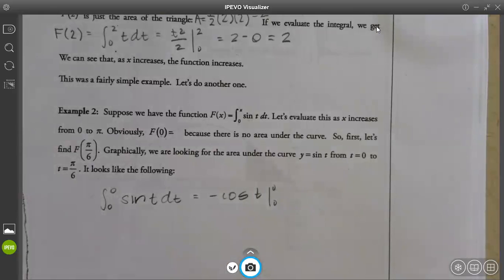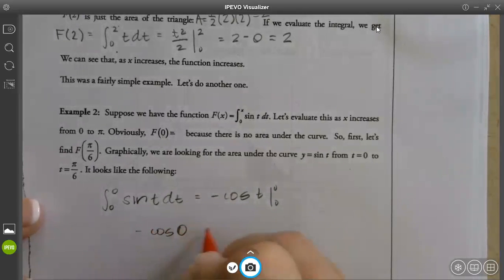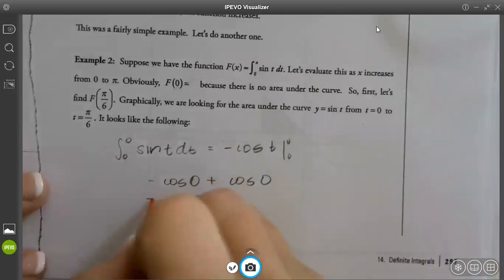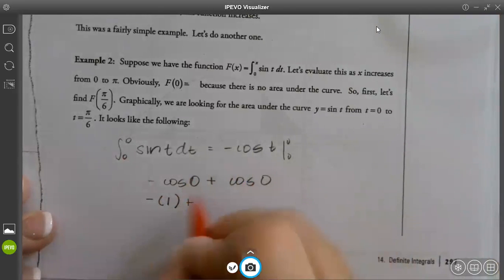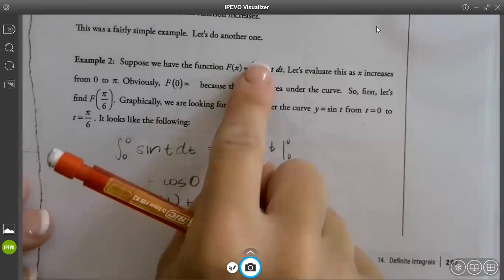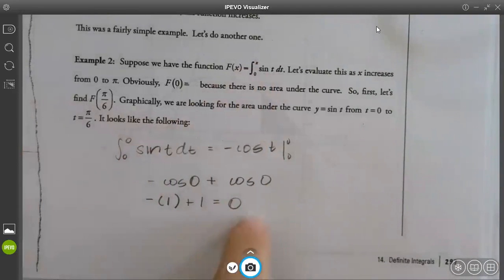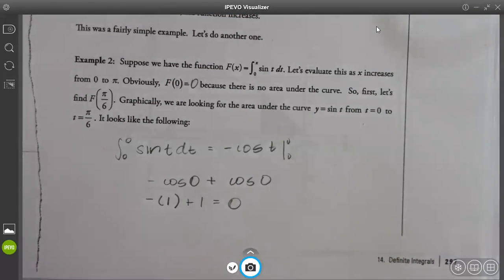All right. At 0. What is your x coordinate? So we're doing negative cosine 0 plus cosine 0. At 0, it's 1 minus 1, which is 0. Cosine 0 is 1. What happens here? So if we go from 1 to 1, that's going to be your answer. Okay. So then it says f of 0 is 0 because there's no area under the curve.